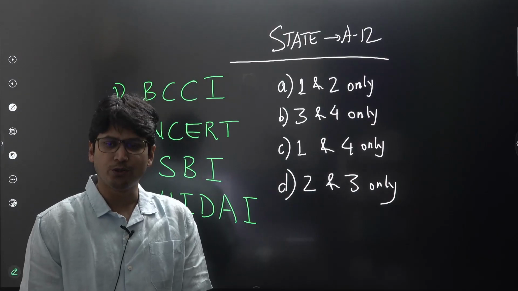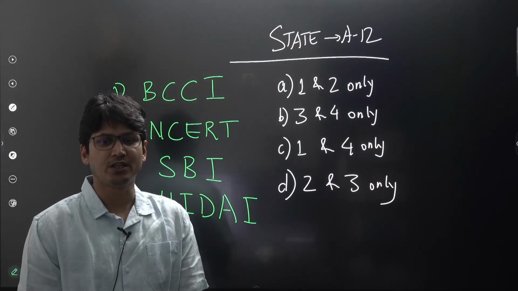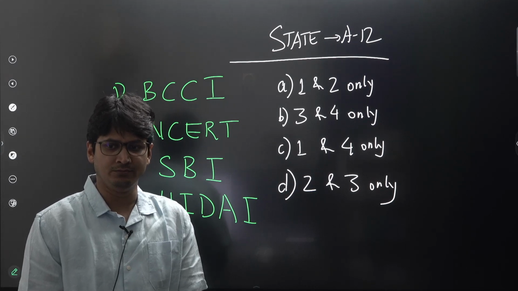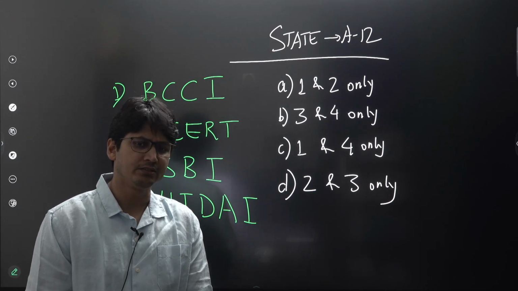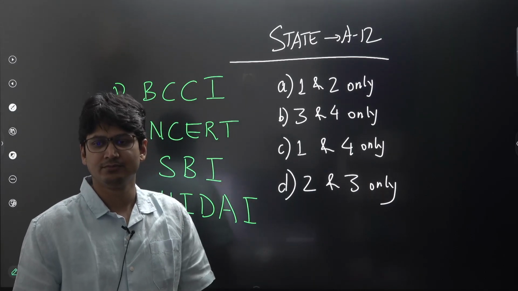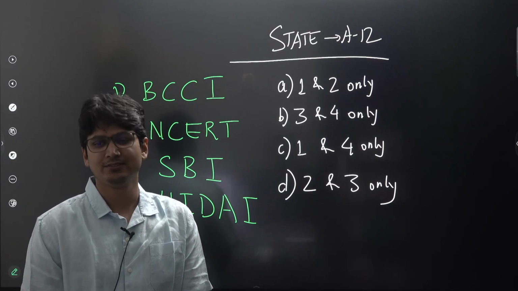Okay. You know about UIDAI, right? Authority for Aadhaar. Fatima says B, that is 3 and 4. Okay. Aadhaar card, the new card.